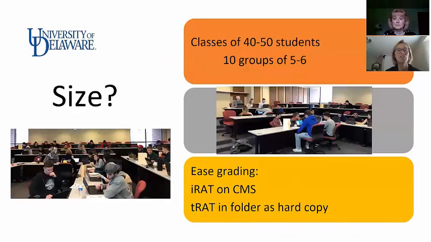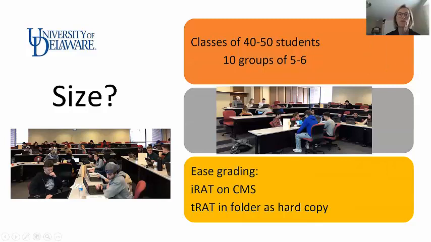As I said, I teach at the University of Delaware. It's a rather large school with about 25,000 students. We used to have smaller classes in the business college, but now our classes are ranging between 40 and 50 students. And the grading for the IRAT and the TRAT can become quite burdensome. So what I do is I group my students into groups of 5 or 6. There's some pictures of my students working on their IRATs and TRATs.